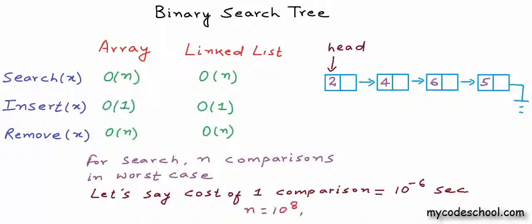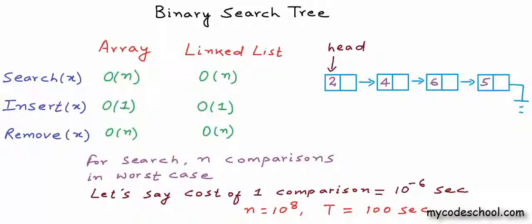Okay, so if the cost of one comparison is 10^-6 seconds, and n is 100 million, the time taken will be 100 seconds. 100 seconds for a search is not reasonable, and search may be a frequently performed operation. Can we do something better? Can we do better than big O of n?